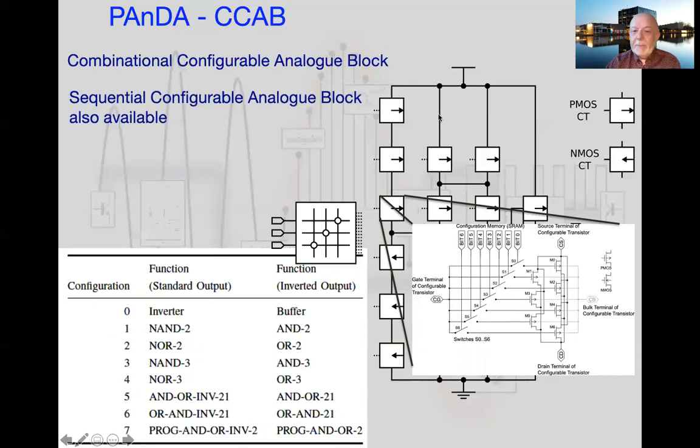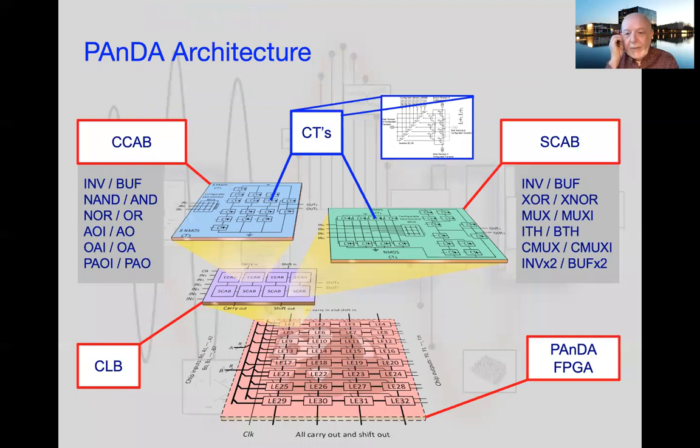And we have a similar but slightly different structure to allow us to create sequential logic blocks. Okay, so we've got 2 types of CAB, a combinational one and a sequential one. And if we put all of that together, this is a picture of what the PAnDA architecture looks like. So if we go from, in this case, the bottom, but it's the highest level function, we've got our logic elements at the top level, our cells with lots of connectivity between them.